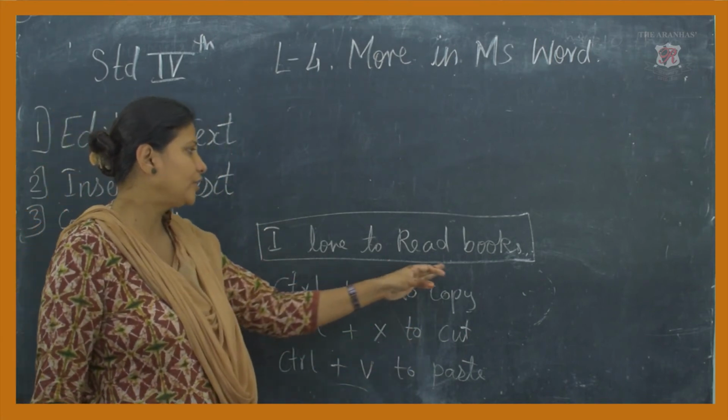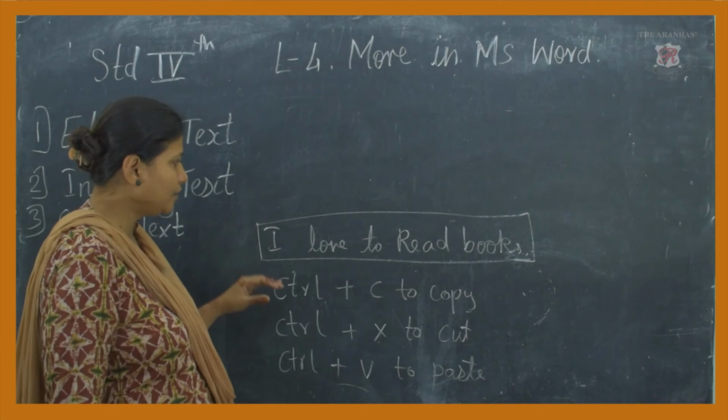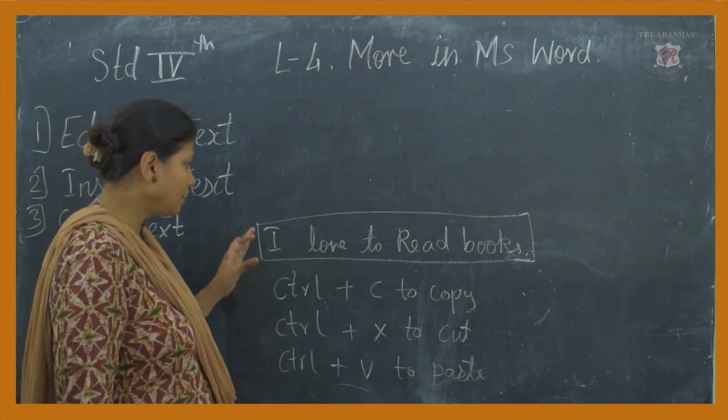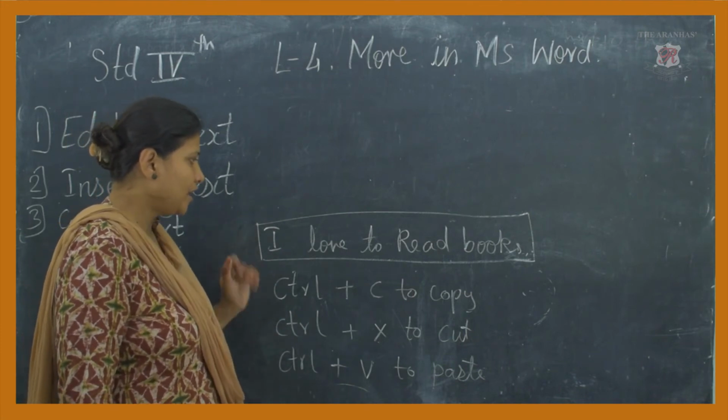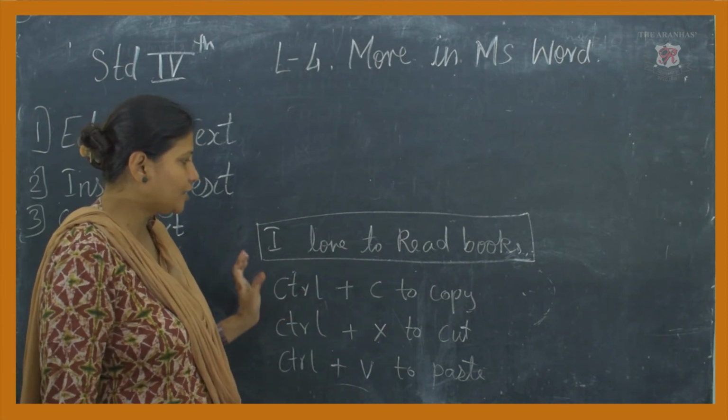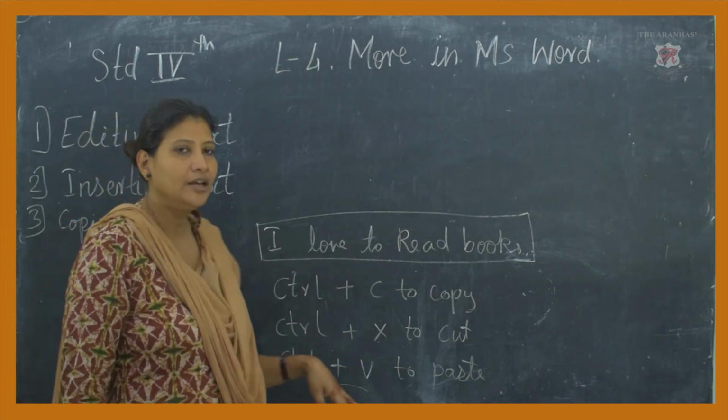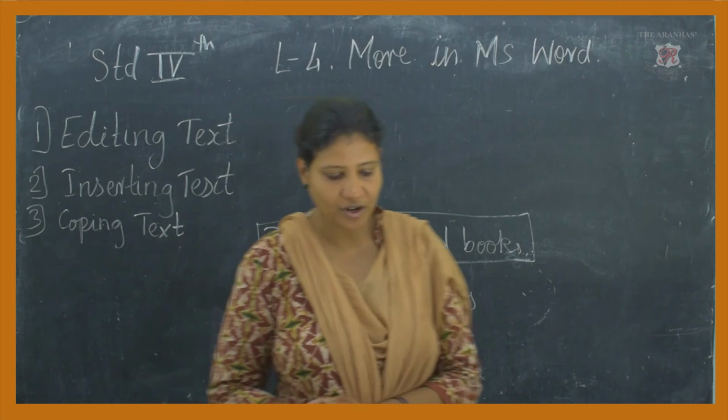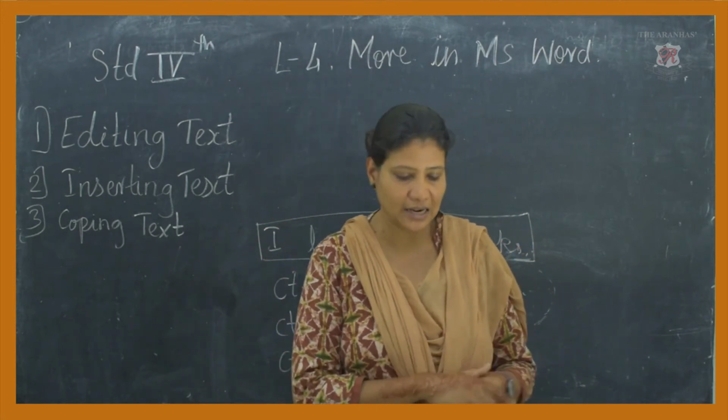Now, I love to read books. We can type it in many sentences I want to make of this. So what will I do? Ctrl C, Ctrl V, Ctrl C, Ctrl V. That means if I want this sentence 10 times, I can paste it 10 times.